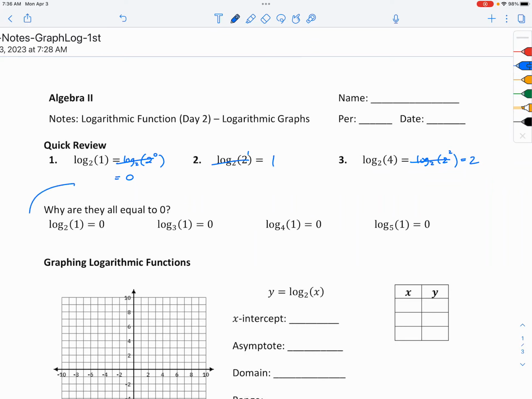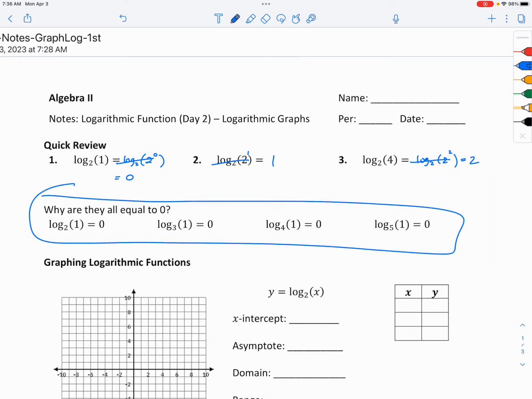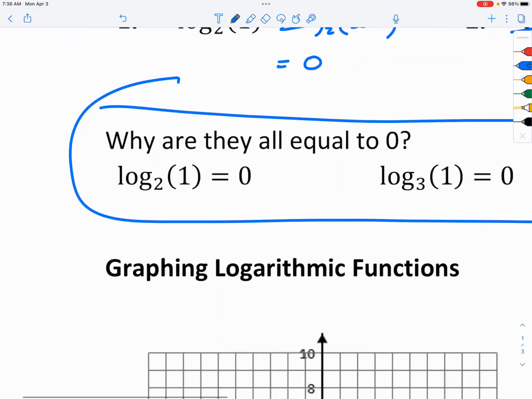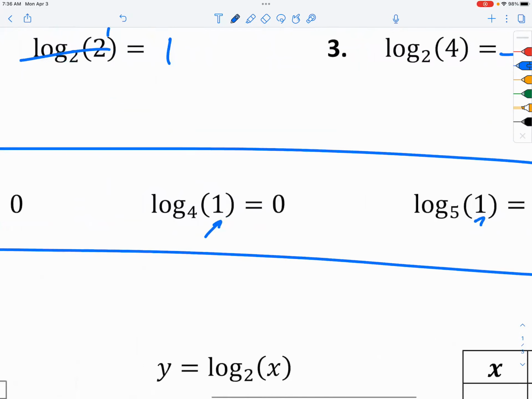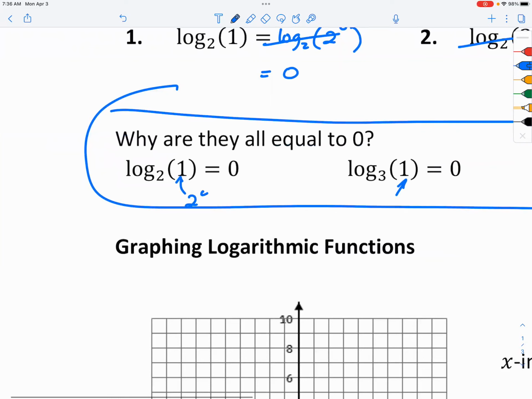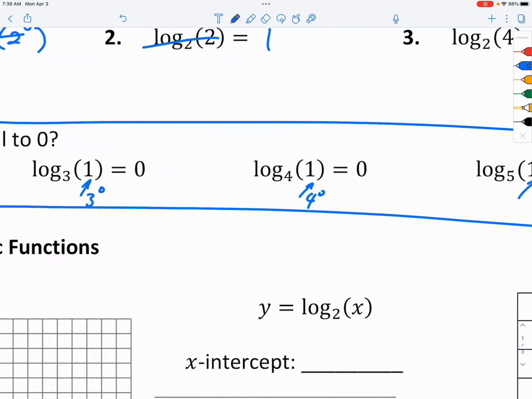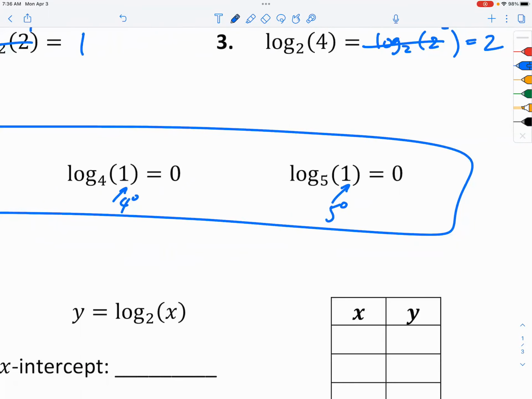Okay, and can you see how they are all equal to 0? What is the reason why when we put a number 1 into the log function, somehow they all end up to be 0? So the reason why they all equal 0 is because these ones could be written as 2 to the 0 power, 3 to the 0 power, right? 4 to the 0 power, or 5 to the 0 power, right? So that's why they all equal 0.